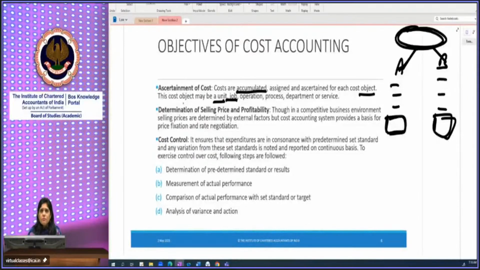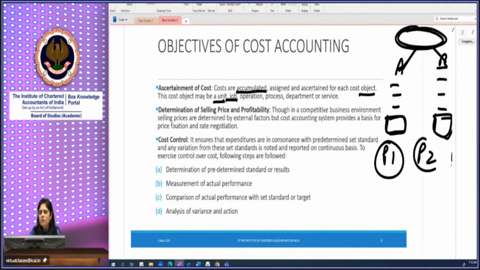Operation, whatever we have, the process or the operation. Let us say a product passes through three processes: process 1, process 2, process 3. So I would like to have the cost for each process. Clear? And then for each department also, so we calculate departmental cost also.